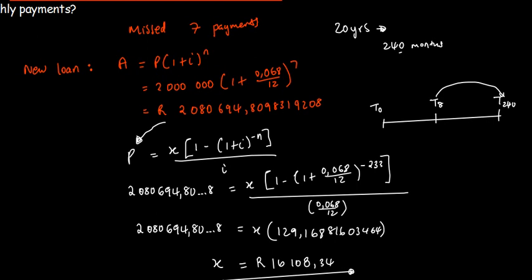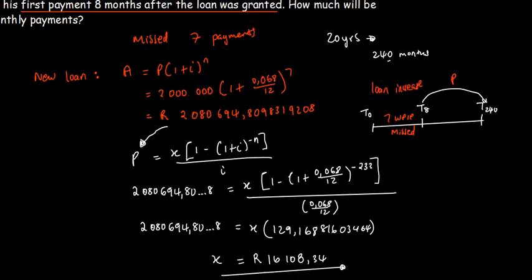So he missed 7 here. So I'm just going to write 7 were missed, right? 7 were missed this side. So when they were missed, the loan grew or increased, right? The loan increased, and then after that, here we use the present value formula to then get the new monthly payments. I hope that was clear, good people.